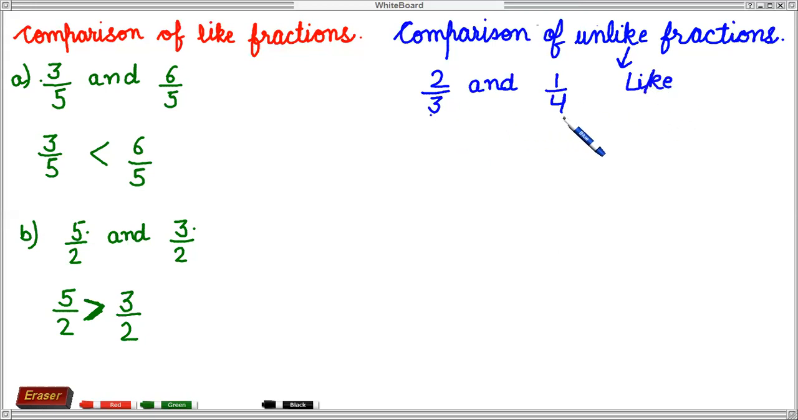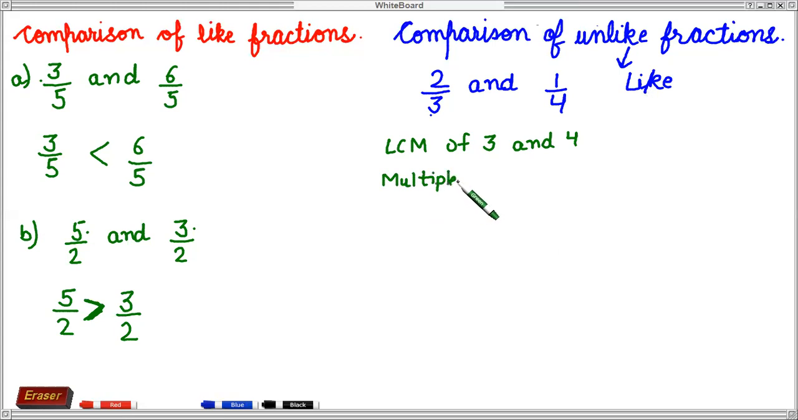Here is 3 and here is 4. So first of all, we will find out the LCM of 3 and 4. First we will write the multiples of 3 and then we will write the multiples of 4. It is the table only.